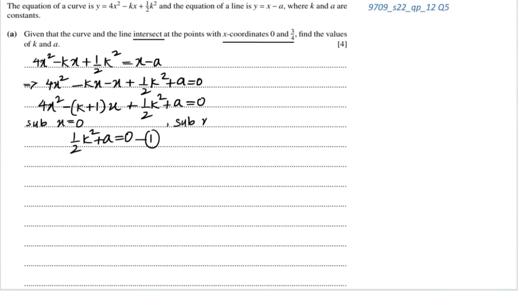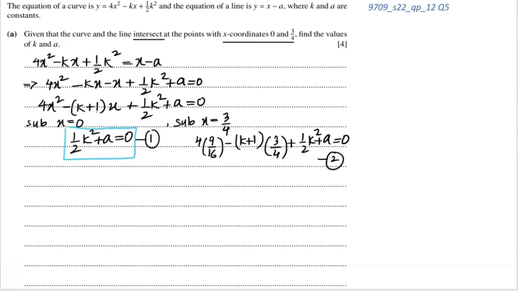When you substitute x equals 3/4, this will look like 4 times 9 over 16 minus (k plus 1) times 3/4 plus half k squared plus a equals 0. Now, you have to be careful with these questions. You can see that all of this is 0. Have you noticed? This part is 0. So if I substitute this in the second equation, you can guess that this part is just 0. You get it?